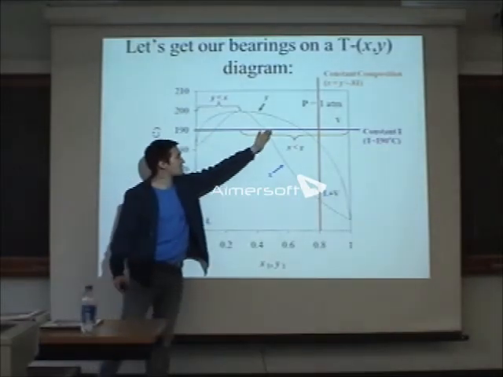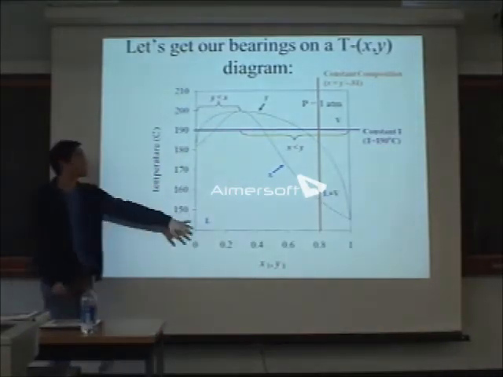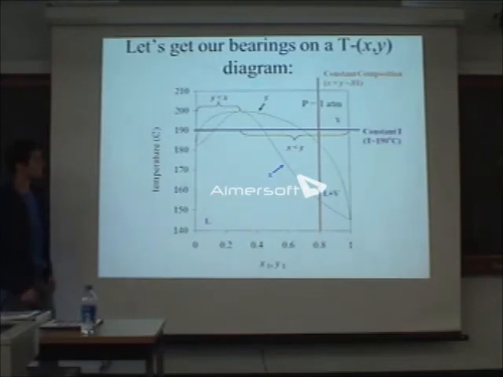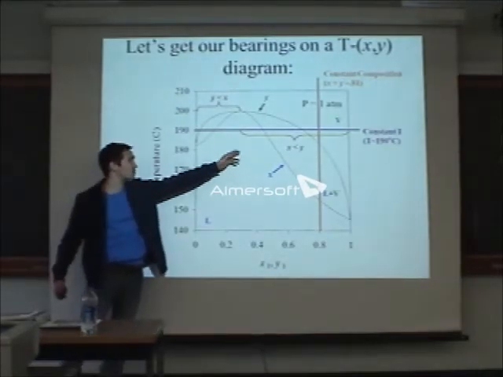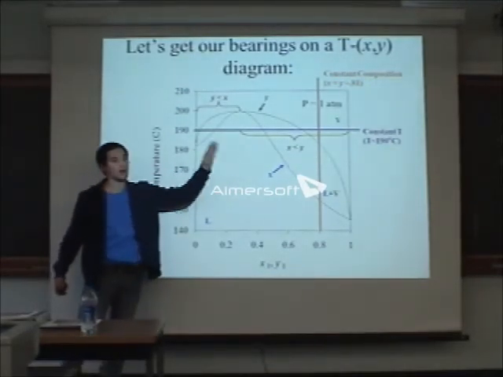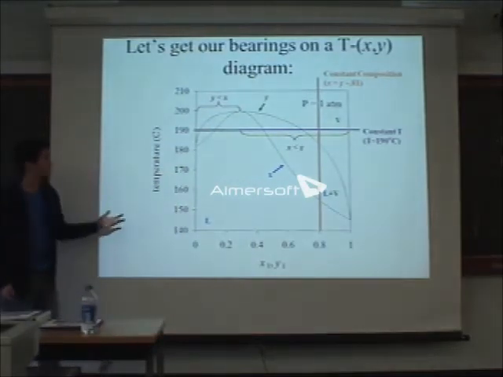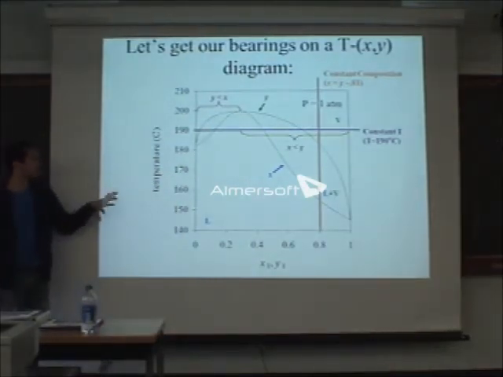But then to the right of the azeotrope, the opposite is true. Substance 1 is more volatile, because the composition of the liquid is less substance 1 and greater substance 1 in the vapor phase. So that's breaking down the temperature diagram.